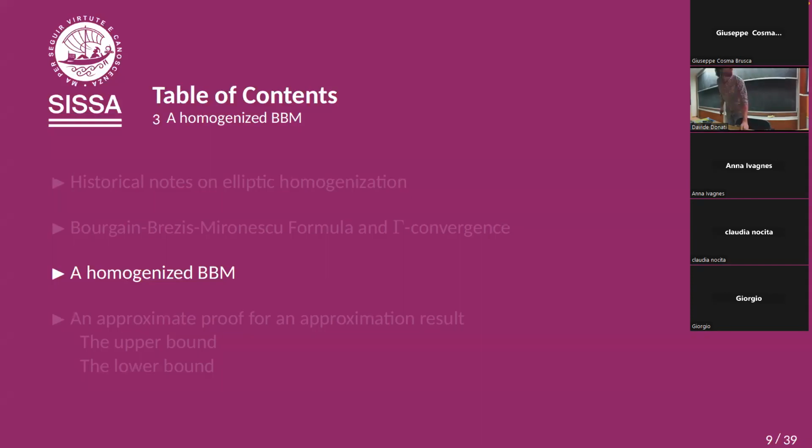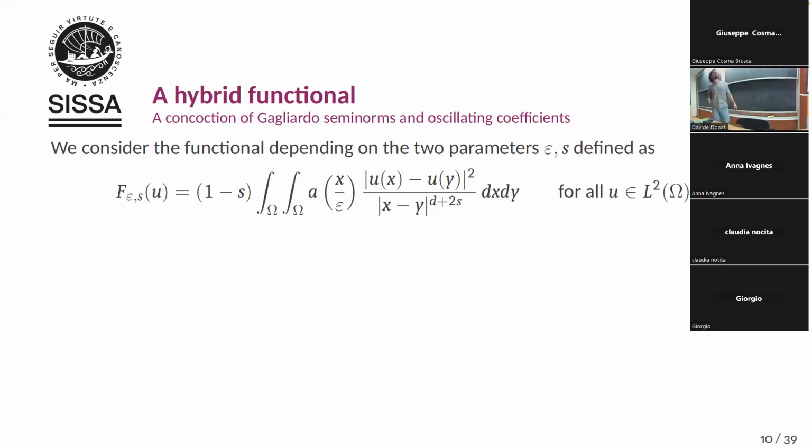Good. So what we tried to do was sort of mix these two results together. So we decided to study functionals of the form F epsilon s, where now we have a Gagliardo seminorm, sort of, but inside we have also these oscillating coefficients, the coefficient a with a dependence on epsilon, given by this, always divided by epsilon. And we specialized to the case where p is equal to 2 for the simplicity of computations.